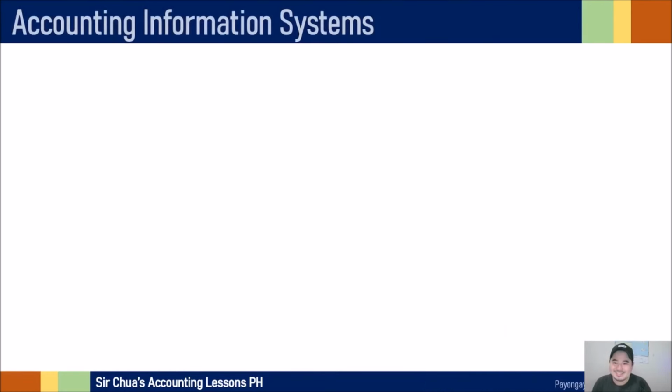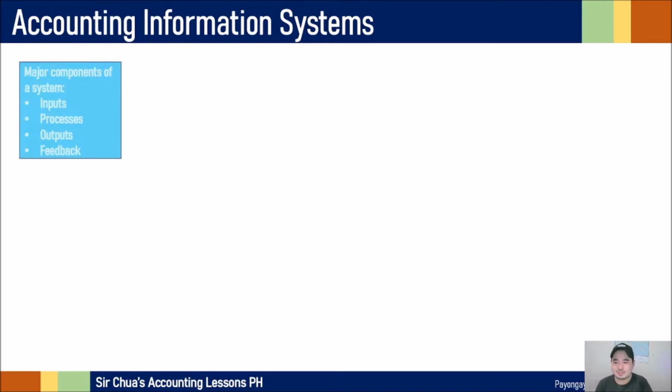Now, let's talk about AISs, accounting systems, accounting information systems. Basically, a system includes inputs, and then those inputs will be processed, and after those processes, we'll have an output. And from that output, there is a feedback. That's a major component of any system, whatever system it may be. Even in science, a system always has input, process, output, but that's in their field, so let's not go there.